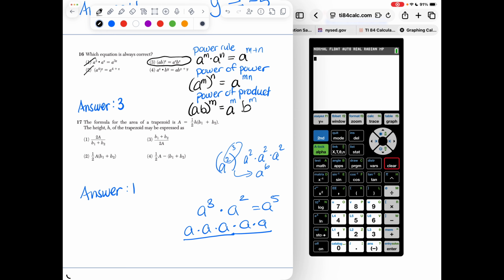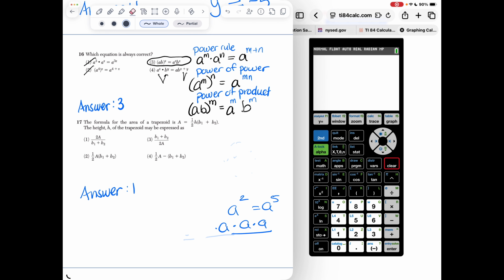And C4, the reason why that one is wrong, well, one, our bases aren't the same. So I can't just add those two exponents like the power rule. All right, I'm going to just erase this part down here, so I have space for number 17.